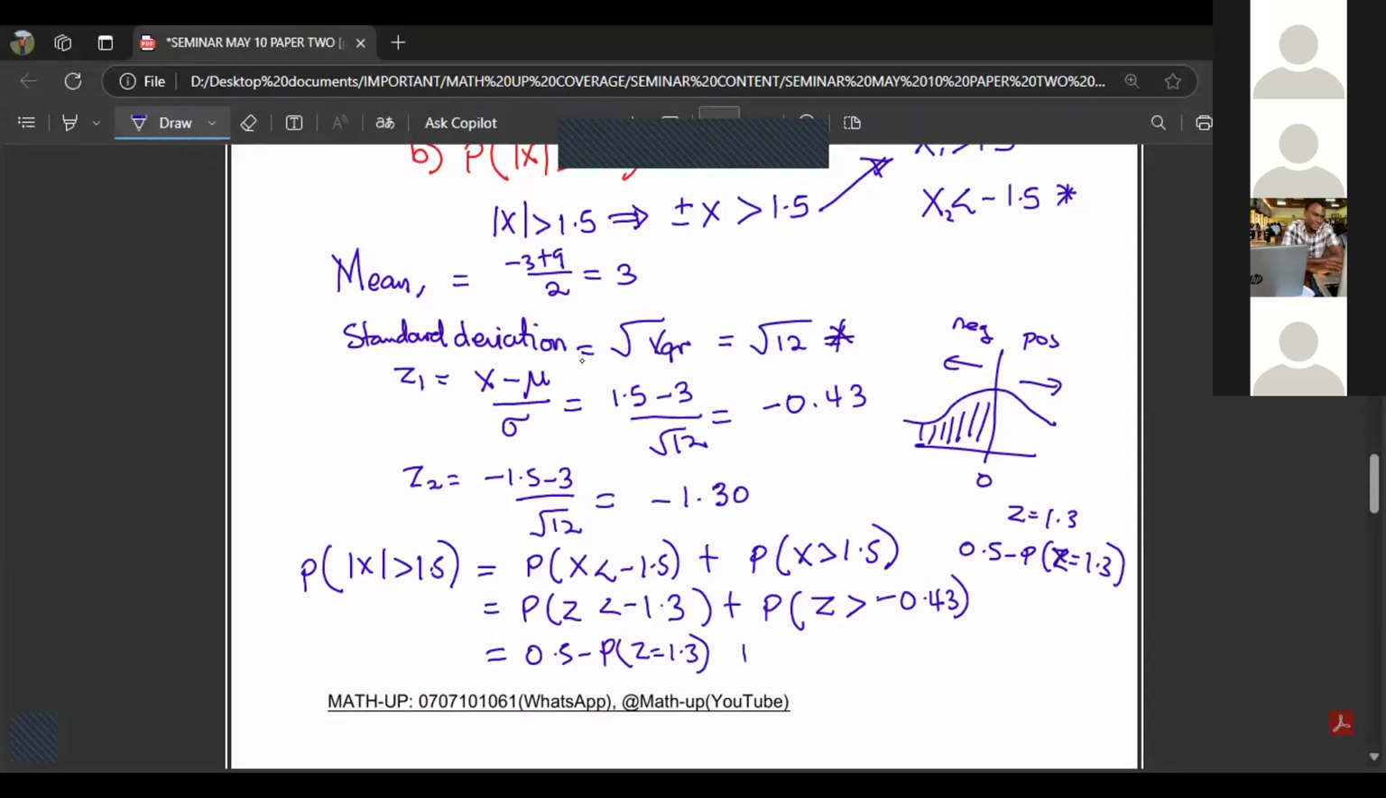Then on this right-hand side, for this other z value of negative 0.43, we shall have 0.5 minus the probability. Sorry, it has to be 1 since it's greater. Sorry about that.